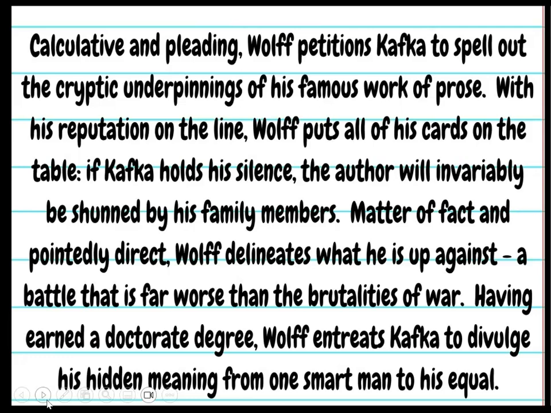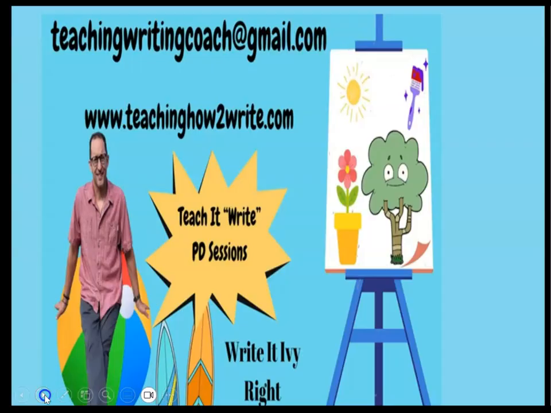So it's implied. Having earned a doctorate degree, Woolf entreats Kafka to divulge his hidden meaning from one smart man to his equal. All right, and it's always 4 sentences. That's all you need for this. Vary those sentence constructs. Get the 3, get the 1, and you're off and running. You're absolutely going to get the thesis point if you do this. And out of the gate, I think kids come out with blazing speed.